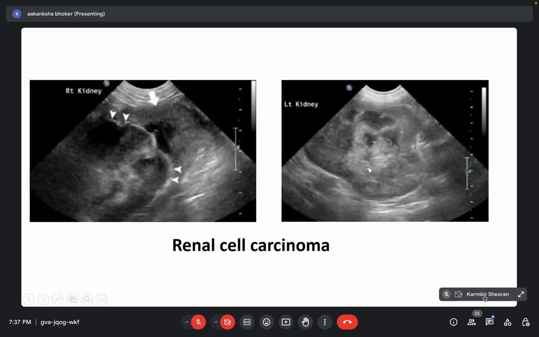Again, if we see this, the cranial parenchyma is a little bit preserved, but in the caudal aspect, we can see the entire appearance is disturbed. This is again an image of renal cell carcinoma.